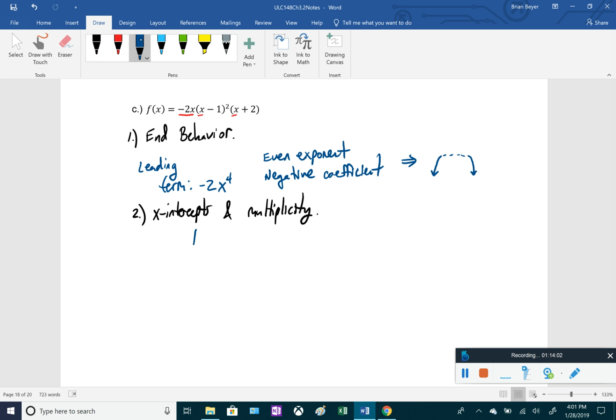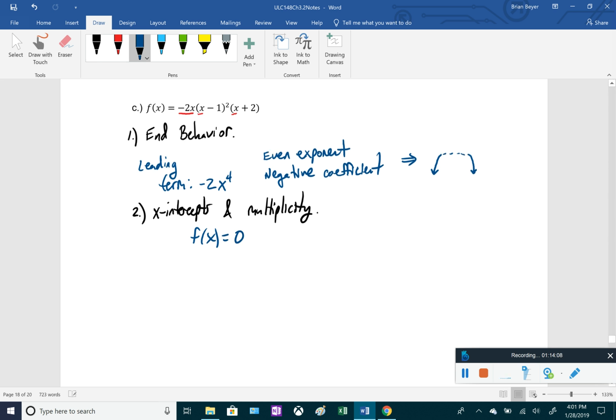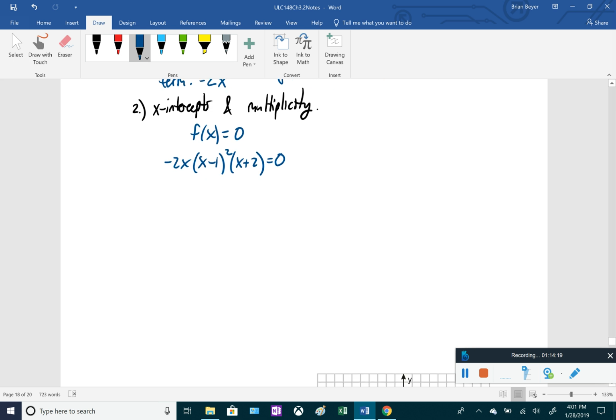So that's going to be setting it equal to 0. So this is nice because we have to do absolutely 0 work factoring it because it's already factored for us. So it's going to be -2x times x minus 1 squared times x plus 2 equals 0. And now just set all of those factors equal to 0. So the first one, we have -2x equals 0. Solve that for x, we get x equals 0. Then we get x minus 1 squared equals 0. Square root both sides, we get x equals 1. And then x plus 2 equals 0. Gives us x equals -2.